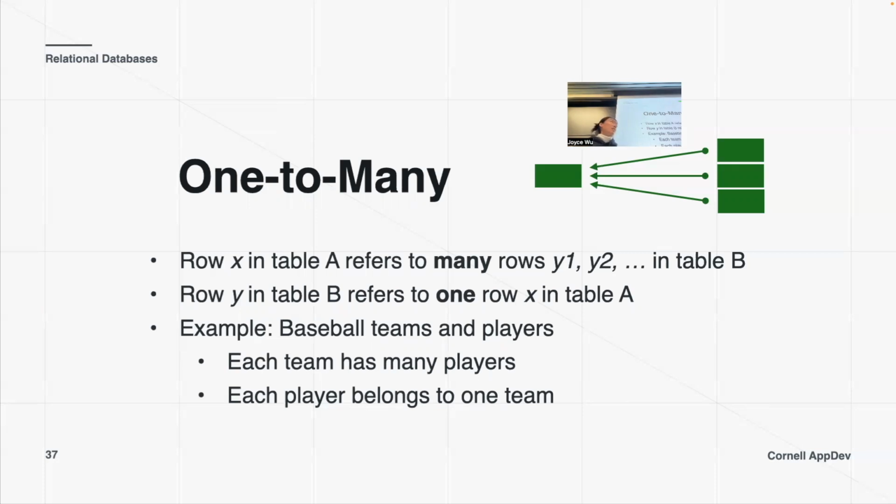As an example, take sports teams, like baseball teams. Each team has a lot of players on it, but any particular player can only belong to one team at a specific time. So that's a real life example of a one-to-many relationship.